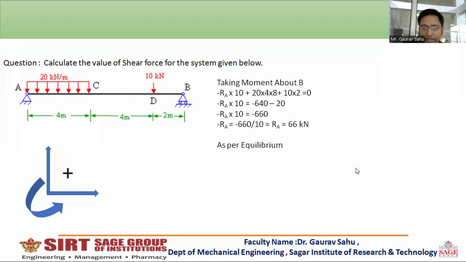Now let us find out the value of RB. As per equilibrium, all the upward forces are equal to all the downward forces. So the upward forces are RA plus RB, and the downward forces are 20 into 4, as you have to convert this UDL into a point load, plus 10. Okay. So putting in the value of RA, we'll get the value of RB as 24 kilonewton. So now you have RA as well as RB.